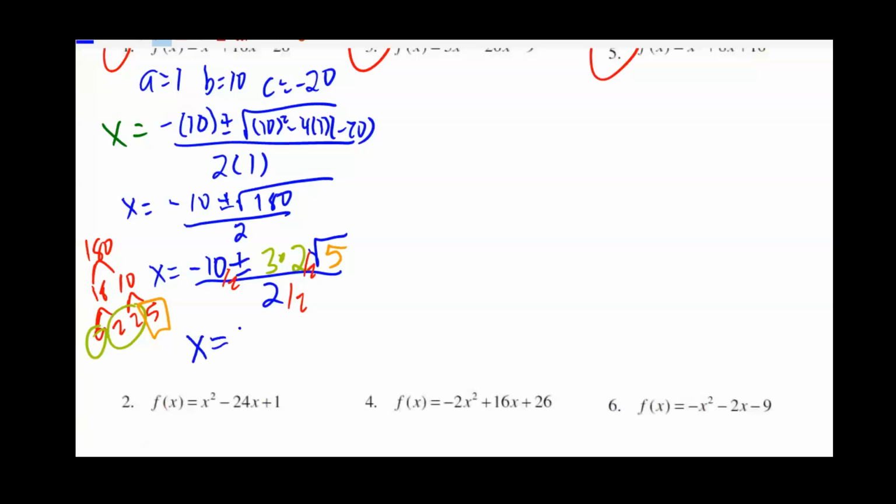So my final answer: negative 10 divided by 2 is negative 5. 3 times 2 divided by 2 is 3. Square root of 5 is still where it is. And then all over 1, so I don't write that because it's just 1. And that is my final answer, okay? And that is X. So that is your solution set.